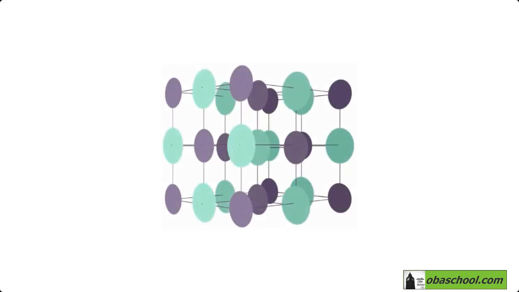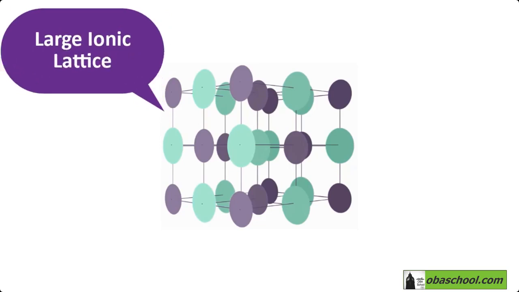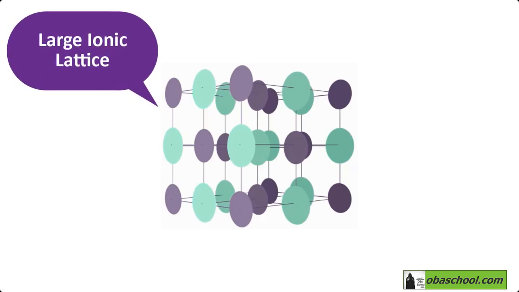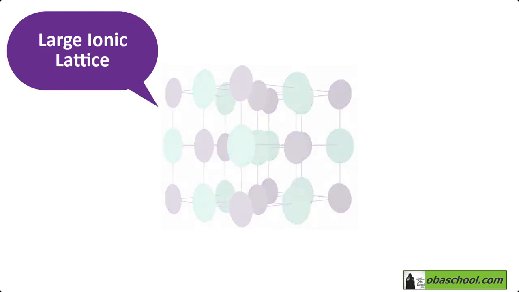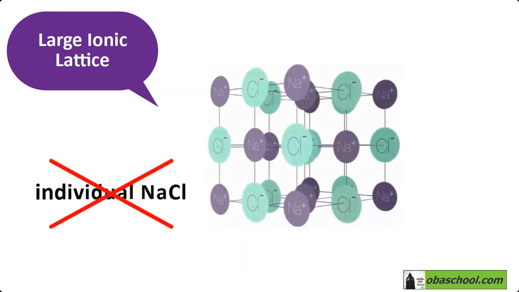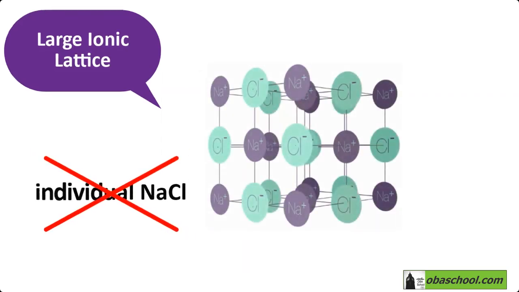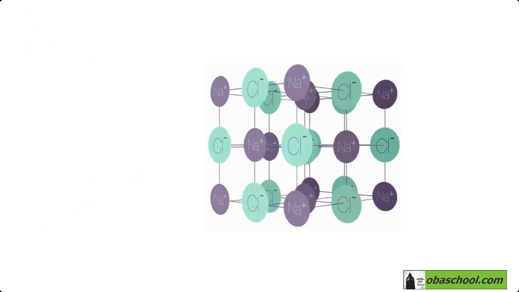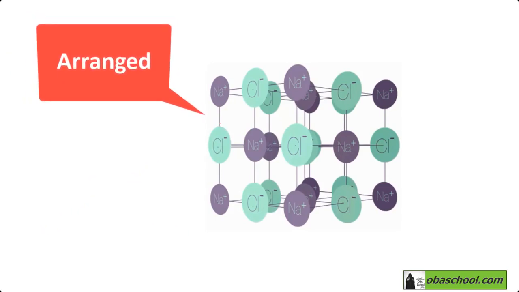Ionic compounds actually exist as large 3D structures known as giant ionic lattices. When we talk about sodium chloride, there aren't actually any individual sodium chloride molecules. Instead, the sodium and chloride ions are arranged in a regular repeating 3D pattern known as a giant ionic lattice. Let's now have a look at the giant ionic lattice.